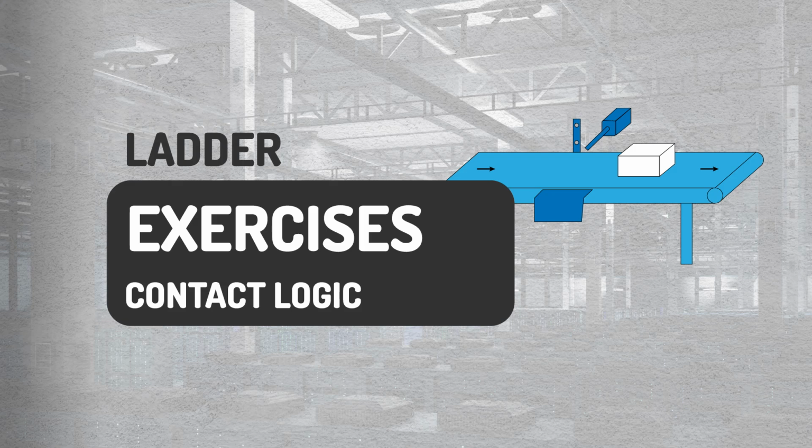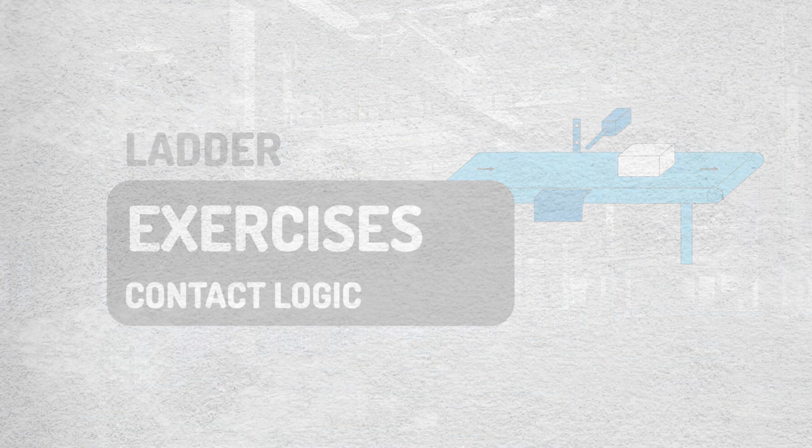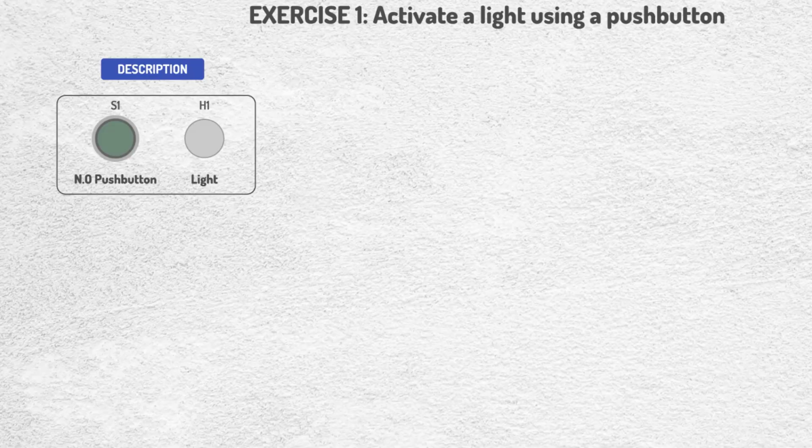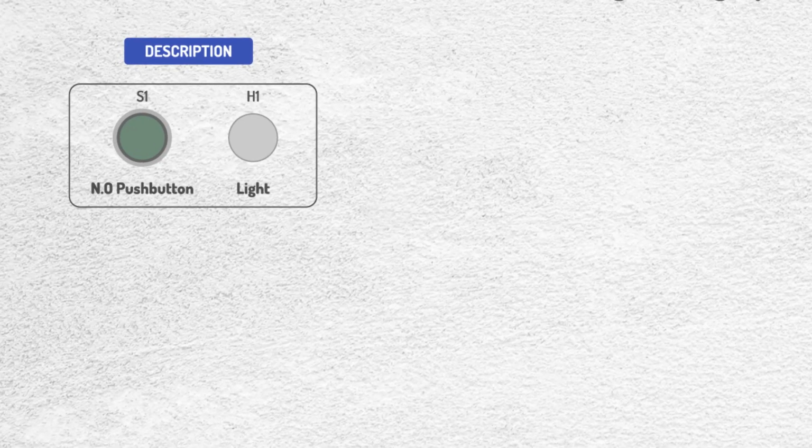In this lesson we will learn how to use the most basic elements of ladder programming through their application in exercises. First, we will turn on an indicator light using a normally open push button, NO.